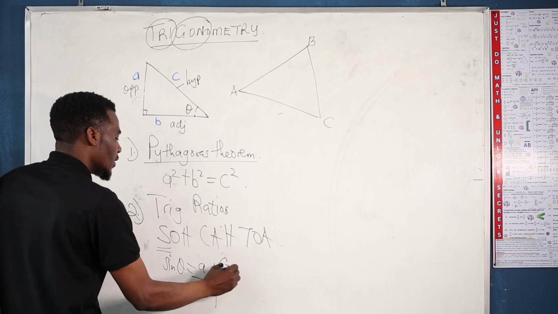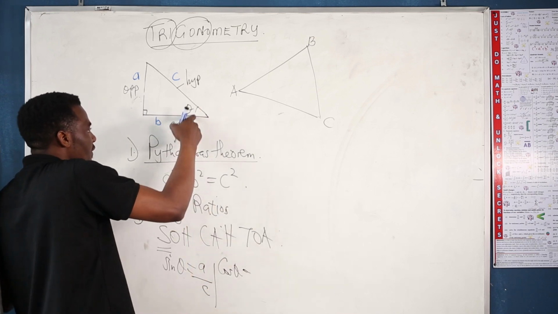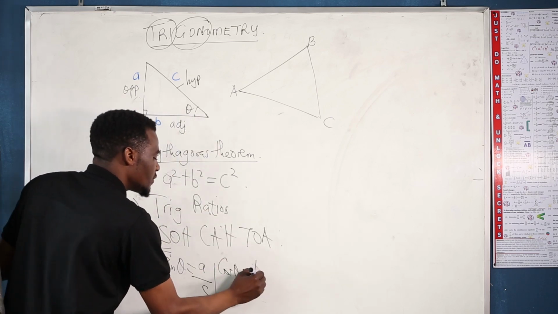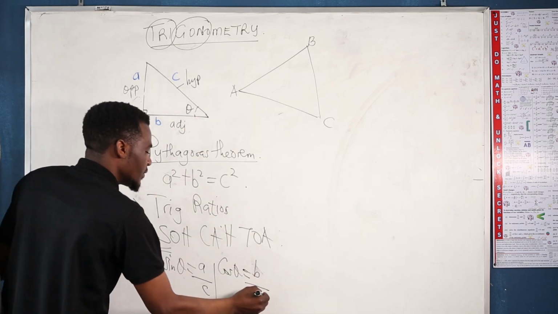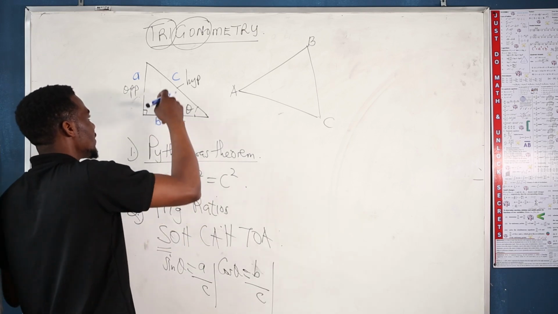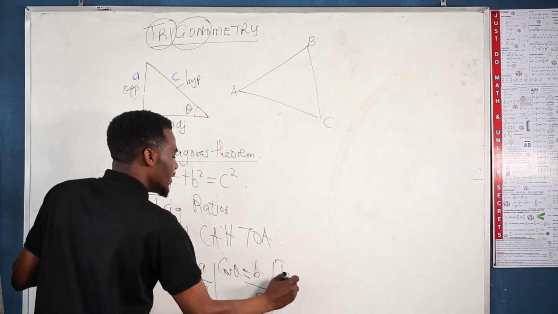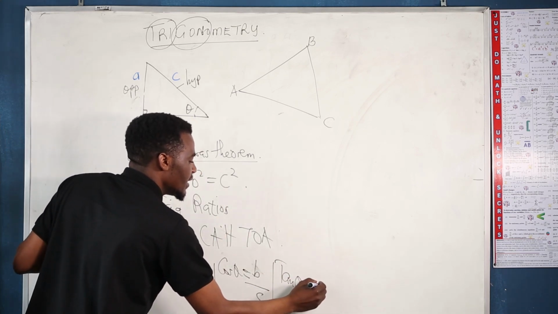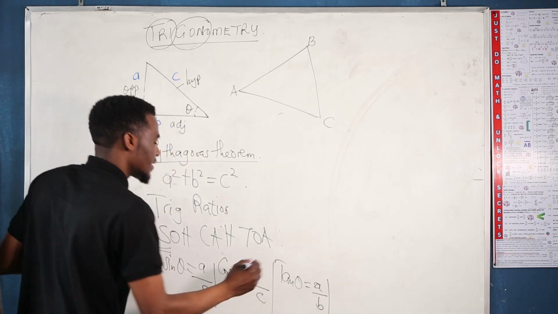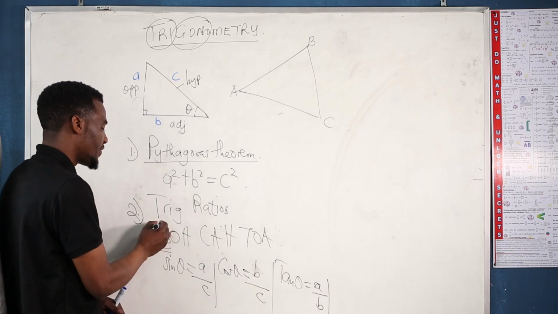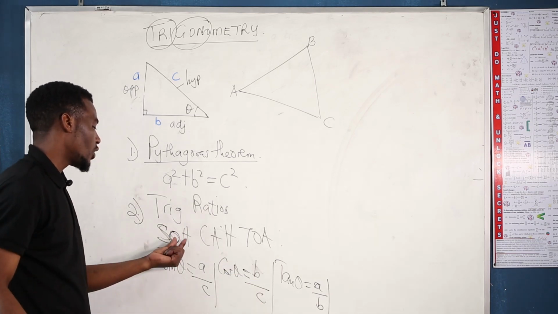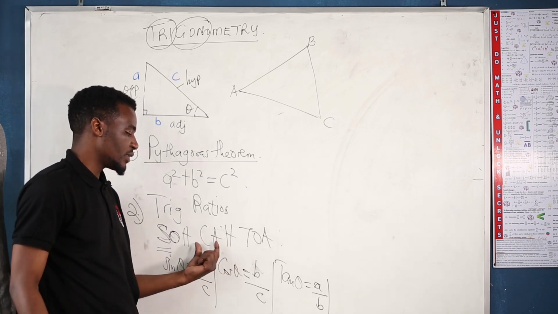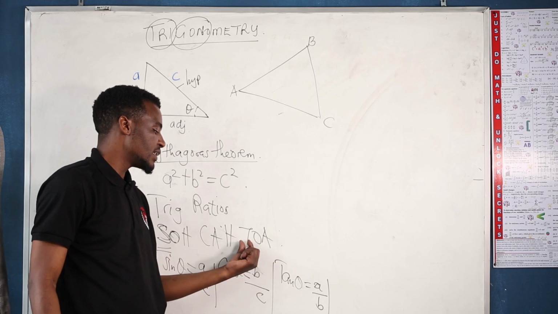If you also go to the cosine of angle theta, it is equivalent to the adjacent side, which is B, over the hypotenuse side, which is C. The tangent of angle theta is equivalent to the opposite side, which is A, over the adjacent side, which is B. So you can also think of SOHCAHTOA. If you've got opposite and hypotenuse, use sin. If you've got adjacent and hypotenuse, use cos. If you've got opposite and adjacent, use tan.